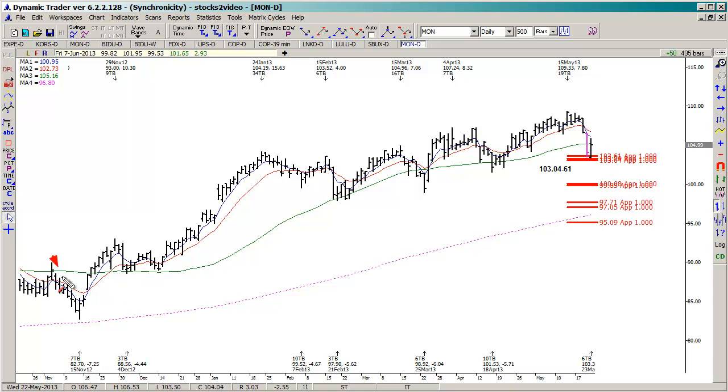So here, what I typically do is I'll take the prior declines within an uptrend and then project those declines from the recent high and look for possible support. This helps us enter in the direction of the trend.